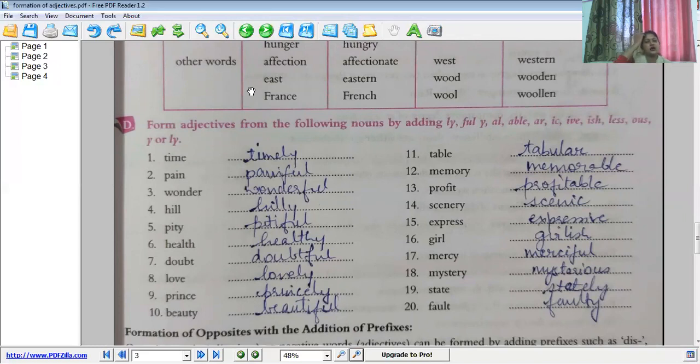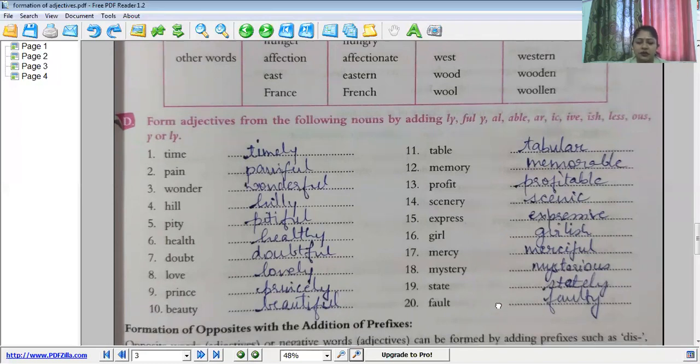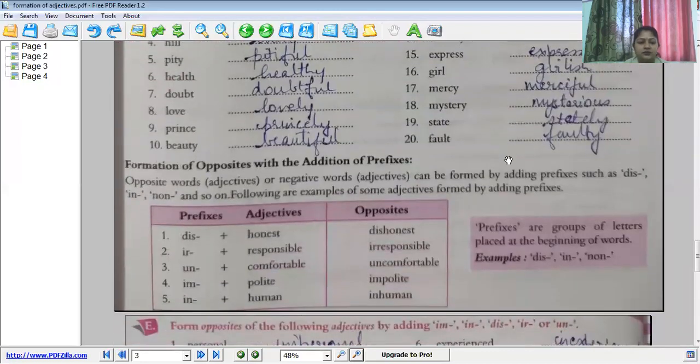So children, till now we learned about how we use suffixes to the words and make them adjectives. Now we learn about prefixes. Prefix. Pre means before. Okay, we are going to fix certain things. Okay, now in prefixes, what are we going to learn? If we add some prefixes to the word, before the word, okay, so what happens? They become adjectives. Formation of opposites with the addition of prefixes. Let's learn about these. Okay.